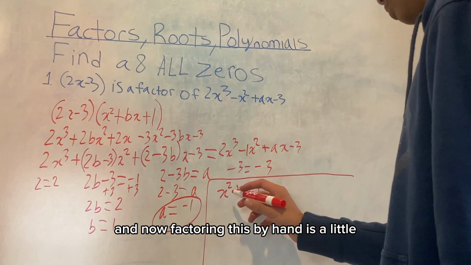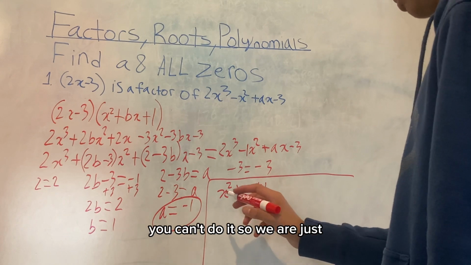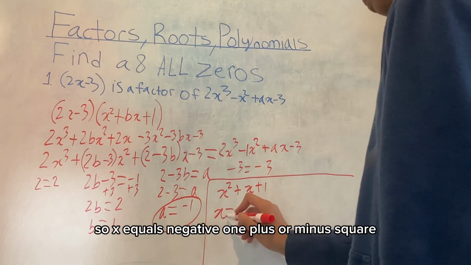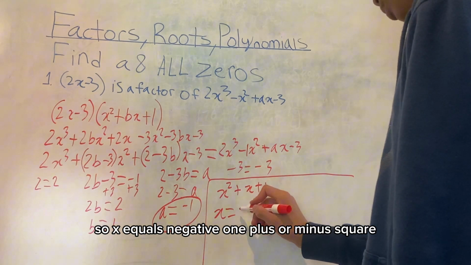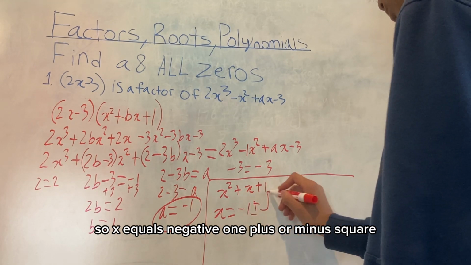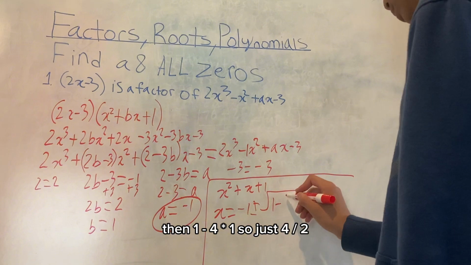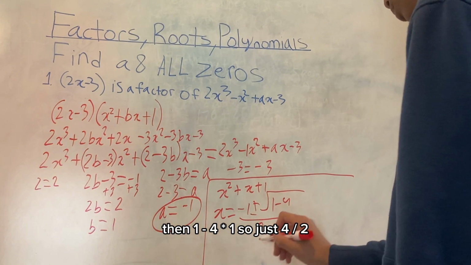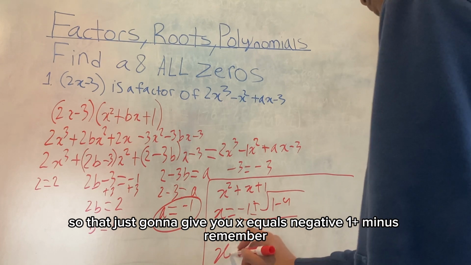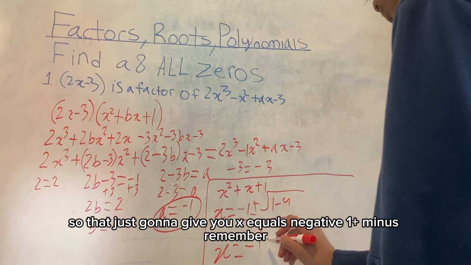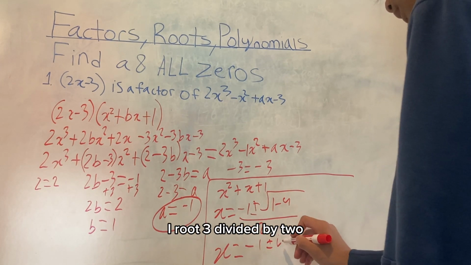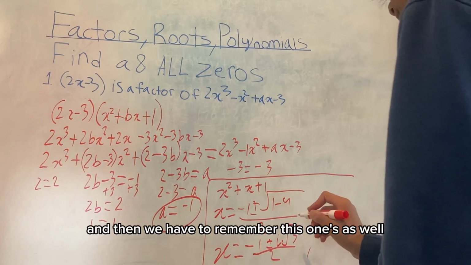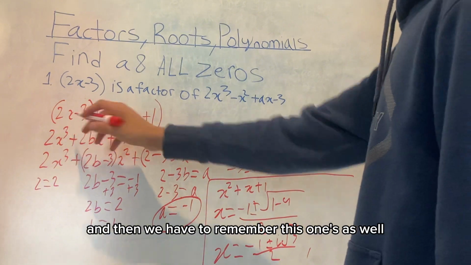Now factoring this by hand, you can't do it. So we're just going to use the quadratic formula. So x equals negative 1 plus or minus the square root of 1 minus 4 times 1, so just 4, divided by 2. So that's just going to give you x equals negative 1 plus or minus, remember, i root 3, divided by 2. And then we have to remember this one as well.